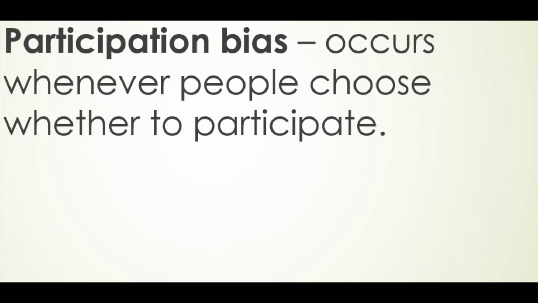Another type of bias in the sample is participation bias. So participation bias occurs whenever people choose whether to participate. For example, you've seen on the back of trucks the sign that says, "How am I driving? Call this number." Well, the only people that are going to call that number are people that have been cut off or have seen this truck driving erratically. You're not going to get people calling up and saying, yeah, he's doing great.